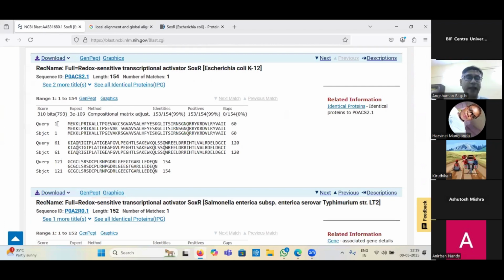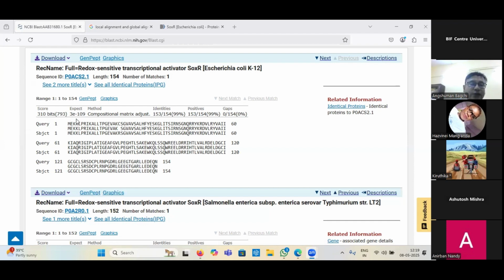See, this is the query, and this is the number of amino acids. It starts with the first amino acid and ends, the first line ends in the 60th amino acid. The second line starts with the 61st amino acid, ends in 120th amino acid, and so on. And see, this is query, this is the subject or the target.